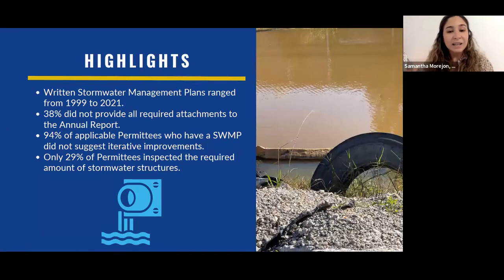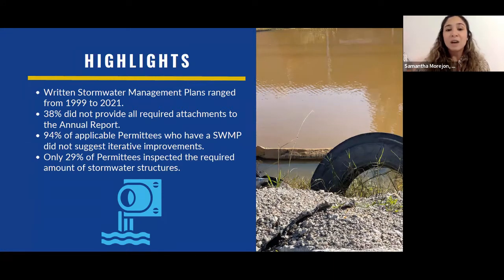We then have some highlights. Of the stormwater management plans that we received, they range from 1999 to 2021. This is cause for concern, seeing that from 1999 to present day, I'm sure that there are lots of changes in your infrastructure, in your processes, in your municipality itself. So it is important to make sure that you're updating your stormwater management plans as a municipality or a permittee.